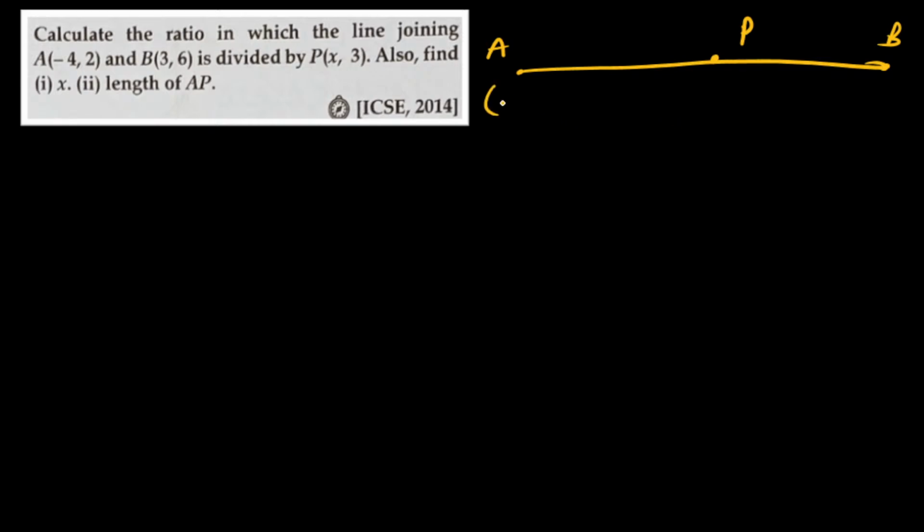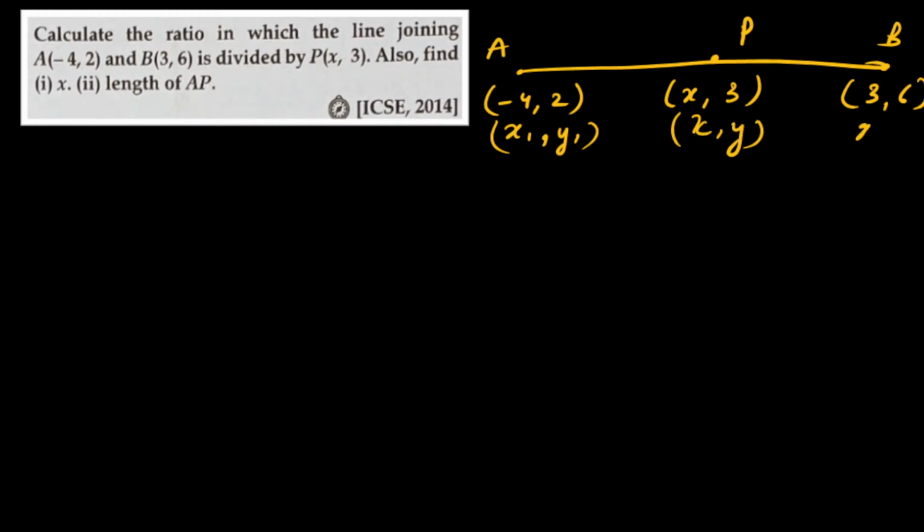Coordinates of A are (-4, 2). Coordinates of point B are (3, 6). Coordinates of point P are (x, 3). First of all, we have to find the ratio. I'll just write it here. x1, y1 is for A, and this one is x2, y2, the coordinates of B.